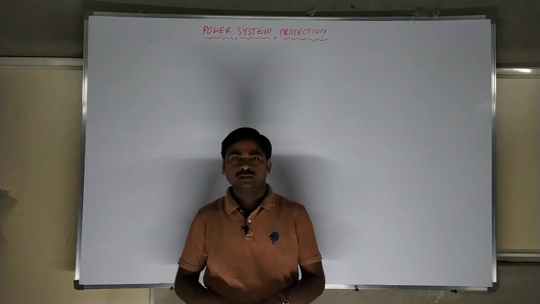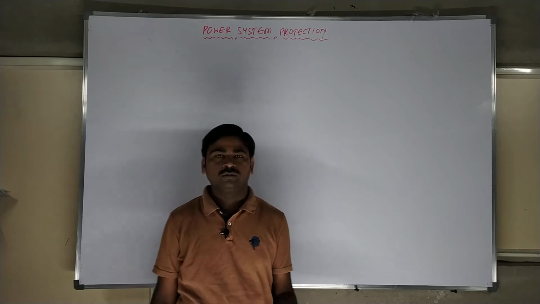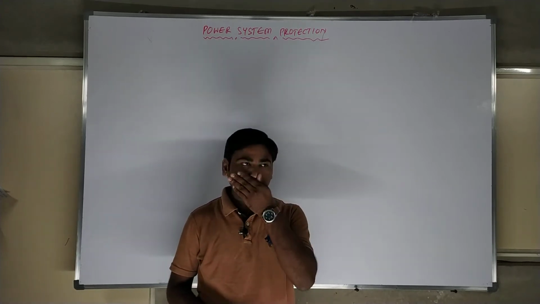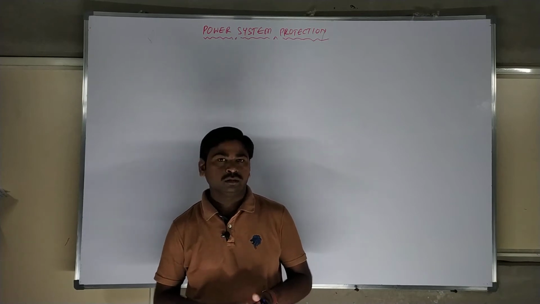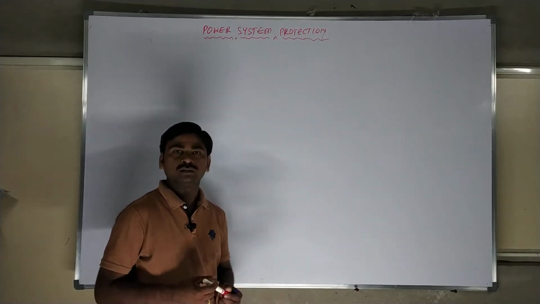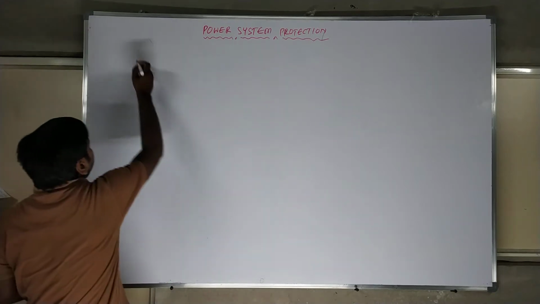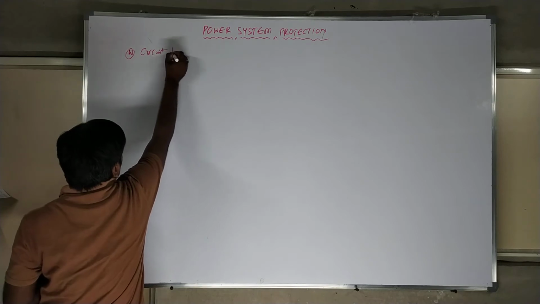Last class we discussed types of switchgears. In that, the fuse is over, then the load interrupter and line isolator are over. We are switching to the next concept, switchgear protections. The fourth switchgear is nothing but a circuit breaker.